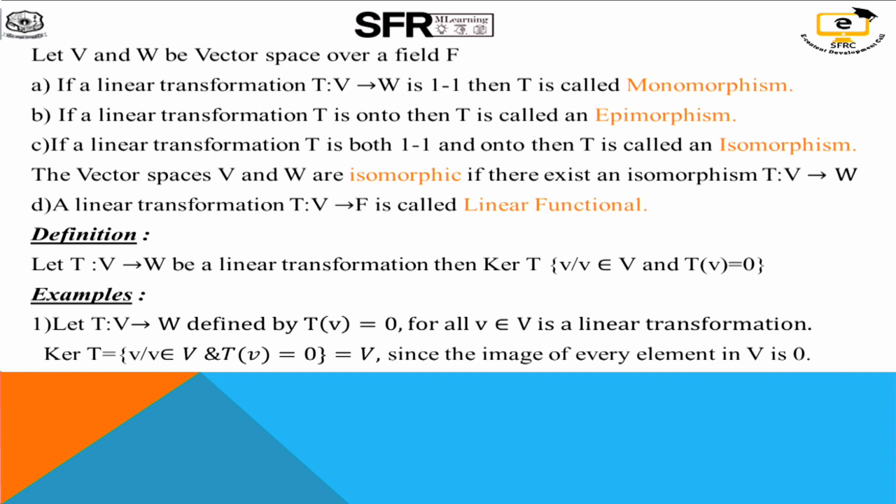Suppose we have two vector spaces over the same base field F. If a linear transformation is one-one, then the transformation is called a monomorphism. If a linear transformation T is onto, then the homomorphism is said to be an epimorphism. If a homomorphism is both one-one and onto, then the homomorphism is called an isomorphism. Two vector spaces are isomorphic if there exists an isomorphism between the vector spaces V and W.